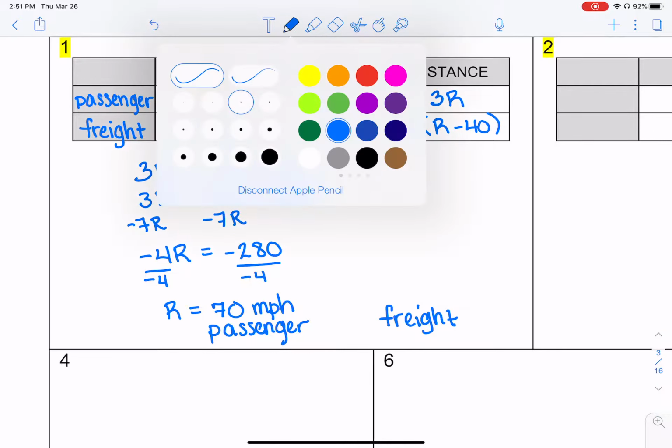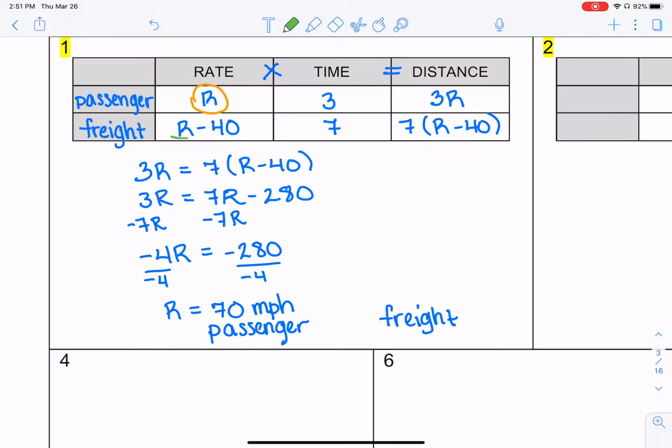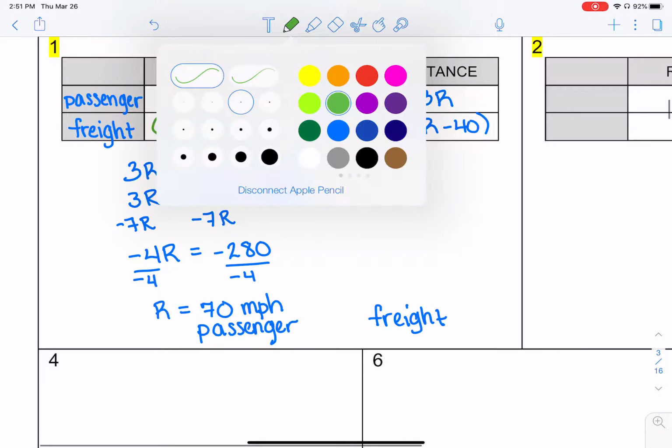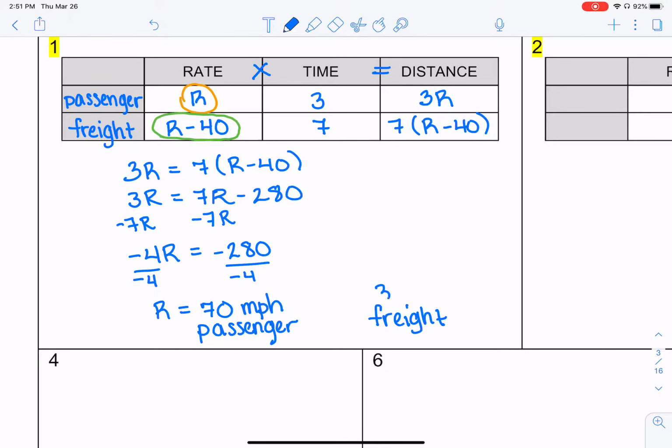So I go back up to look at the freight rate, and it says to take the R value and subtract 40. Okay, so 70 subtract 40. So my freight rate is going to be 30 miles per hour. All right, so those are my two solutions. That was question 1.